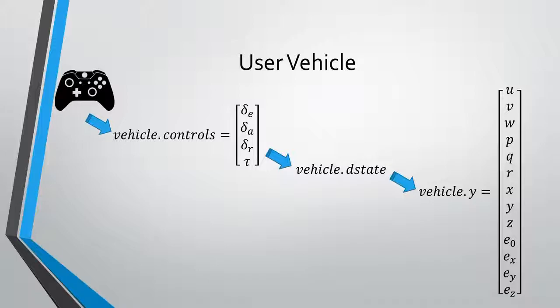Then these controls are given to the D state, or the state equations of the vehicle. Those are integrated, resulting in the next state of the vehicle. And this process is repeated at every time step.